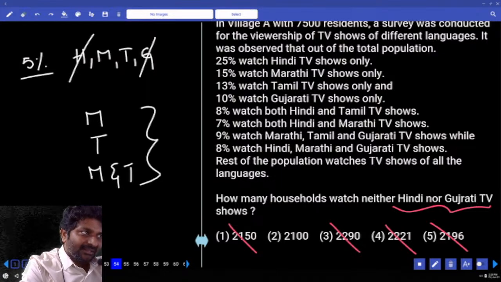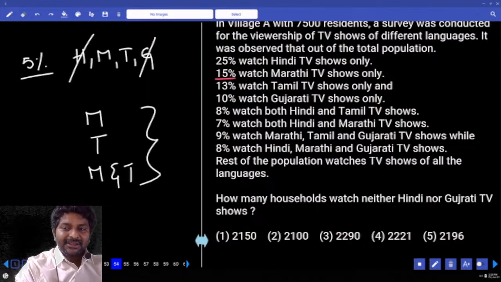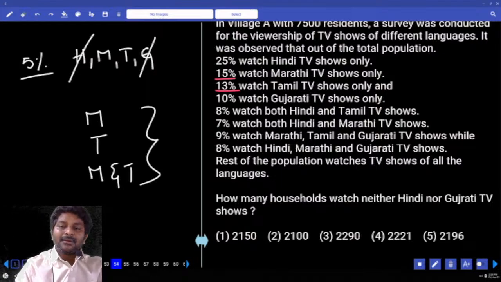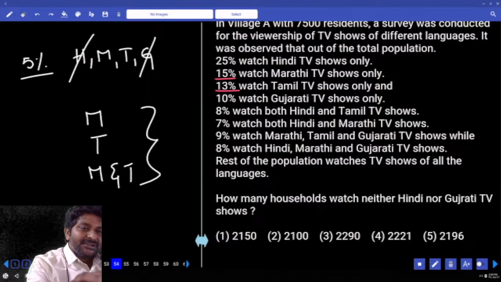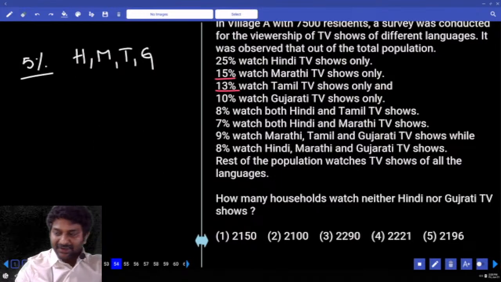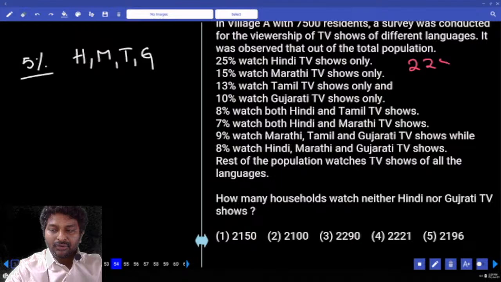Marathi, Tamil and both. Marathi 15, Tamil 13. Marathi and Tamil. Do you have that category? No. So how much percentage do we need to calculate? 28 percentage. 28%. 30% minus 2%. 30 percentage is 2250. Minus 2%.